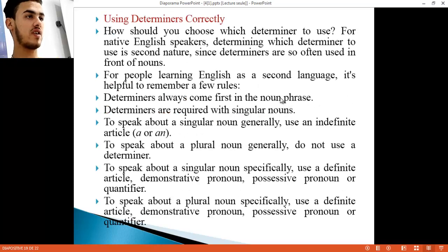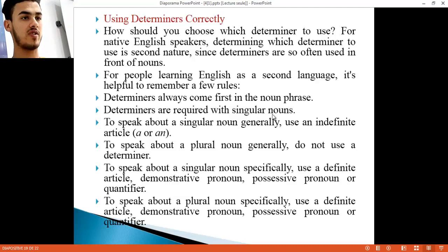And here are some uses of determiners, or some principles to use determiners correctly. How should you choose which determiner to use? For a native English speaker, determining which determiner to use is second nature, since determiners are so often used in front of nouns. For people learning English as a second language, it is helpful to remember a few rules. That means for us, as second language learners, determiners always come first in the noun phrase.